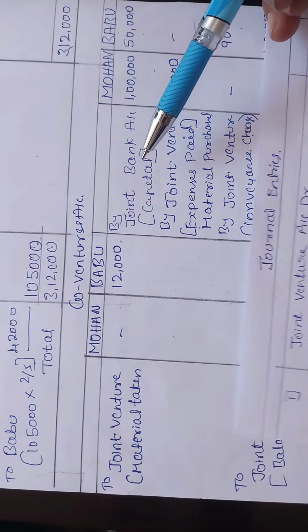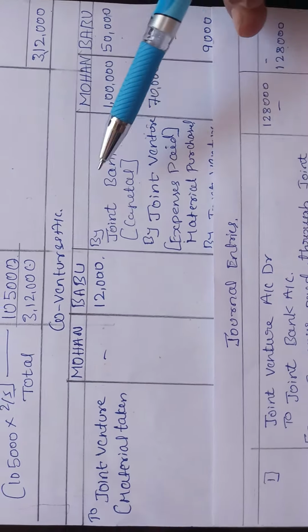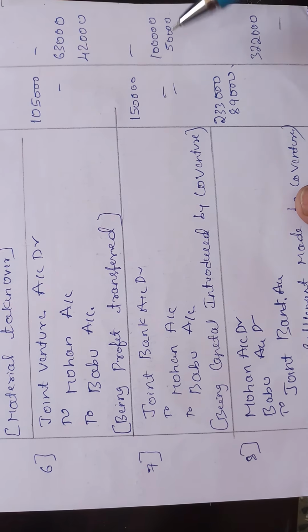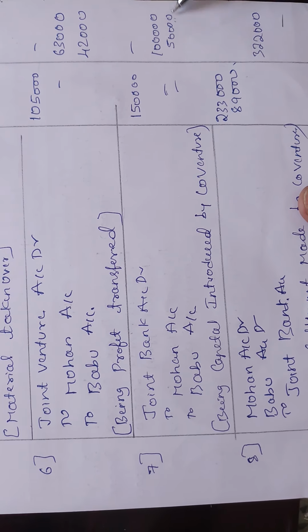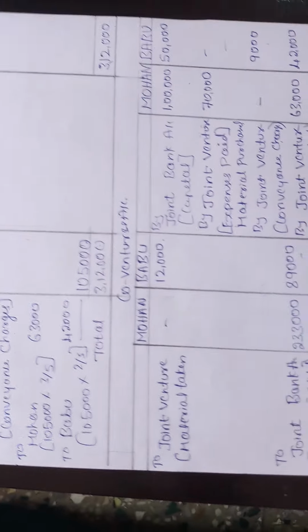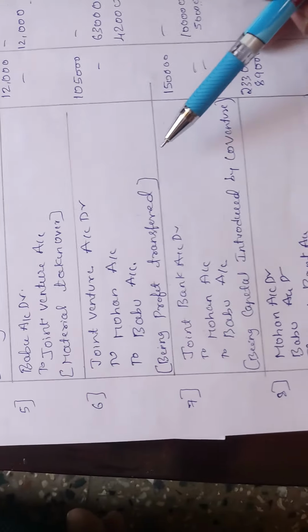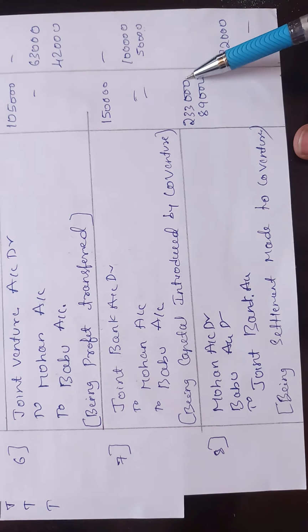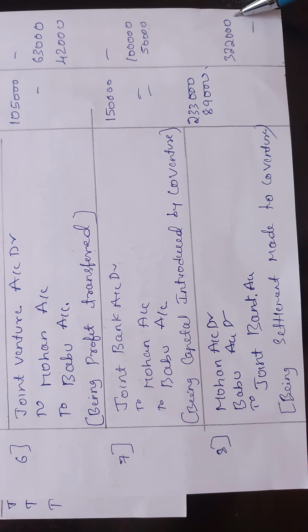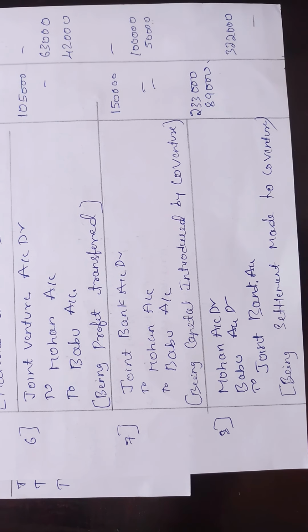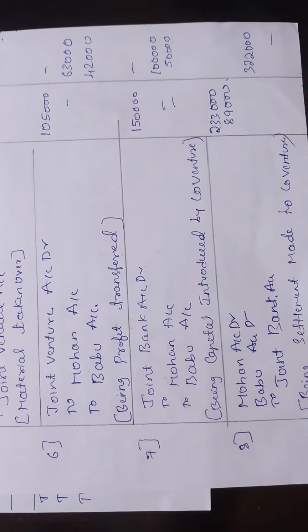So if you come to here, everything we have already made double entry, except two entries. Joint bank account debit to co-venturers account: joint bank account debit to Mohan and Babu 1,50,000, being capital introduced. And for settlement, co-venturers account debit to joint bank account: Mohan account and Babu account debit to joint bank account 2,33,000 and 89,000, total 3,22,000. So totally I have passed 8 journal entries according to this problem. So now I have completed.